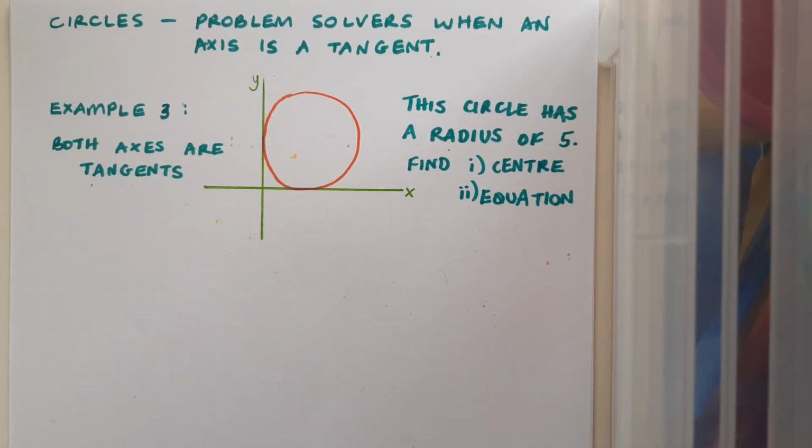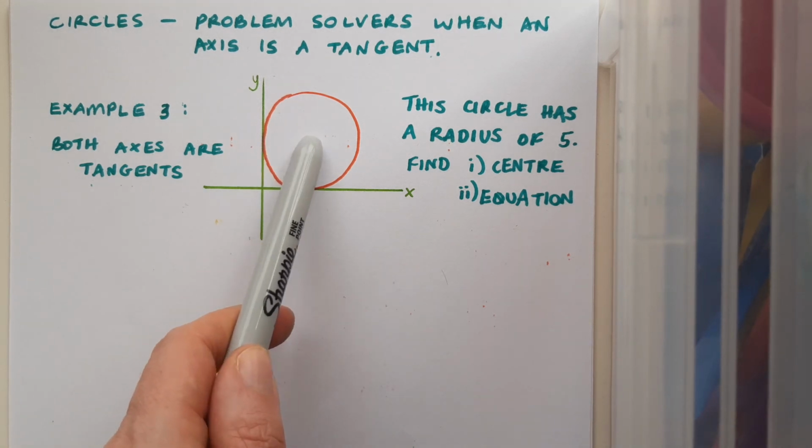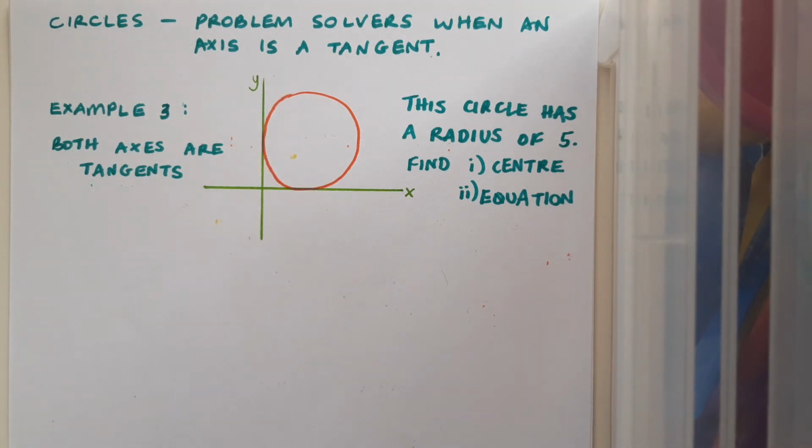So here's a third example. In this case, both the axes are tangents, and the circle has a radius of 5. I want to find its centre this time, and then I want to find its equation. First thing that I notice is that the centre of the circle is going to have to be in this quadrant. And that's the first quadrant. And of course, in the first quadrant, all x and y values are positive. So I'm expecting positives in my centre.